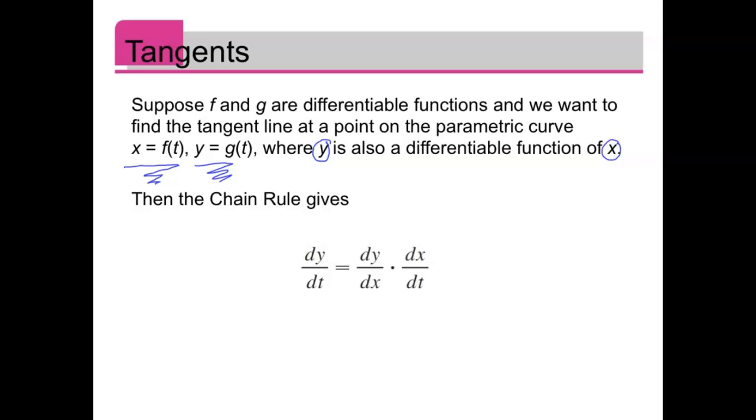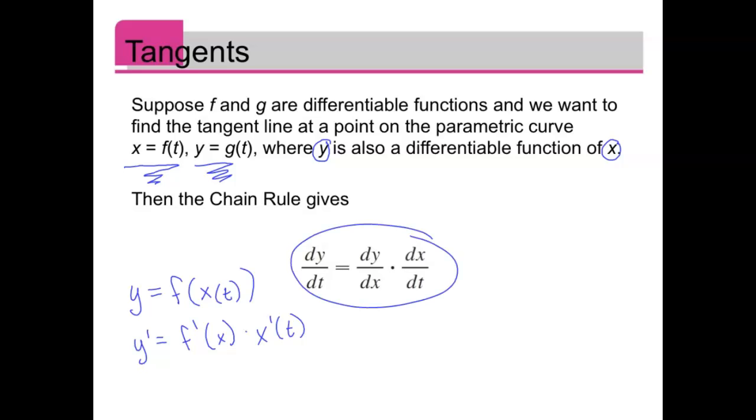So the chain rule will give us that if y is a function of x, and I know that the Leibniz notation can be a little confusing, but what we're assuming is that y is a function of x, which is a function of t. Then the chain rule would say if we wanted to take the derivative of y, that would be f prime of x times x prime of t, right? And that's exactly what this says in Leibniz notation.